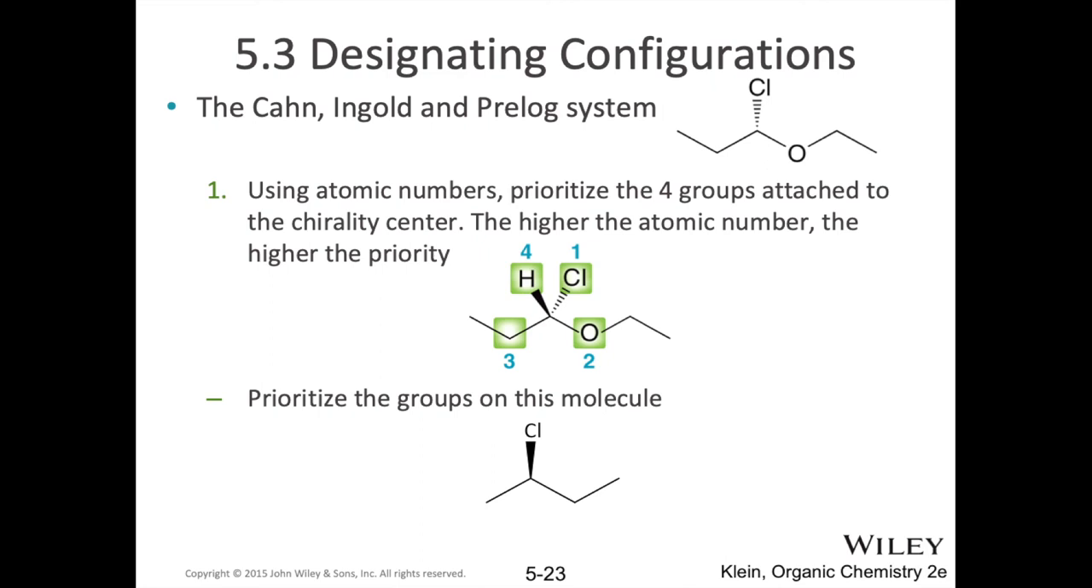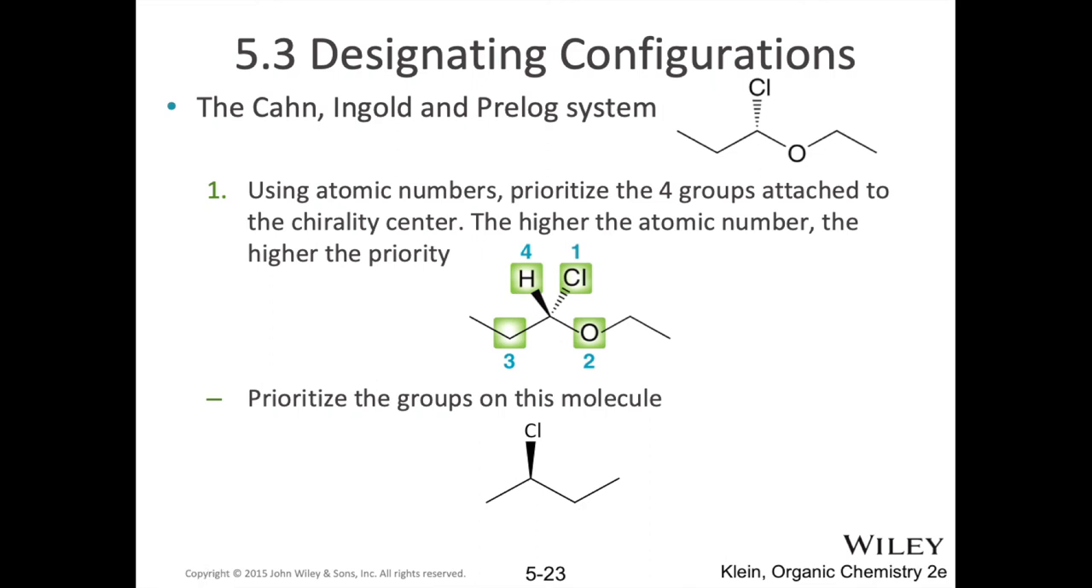So you can see that we have a chlorine with an atomic number of 17. We have a hydrogen here that's going to be atomic number 1, so that's probably going to be the lowest priority, so that'll be a priority of 4. Now here we have 2 carbons. So the question is now, how do we prioritize that?